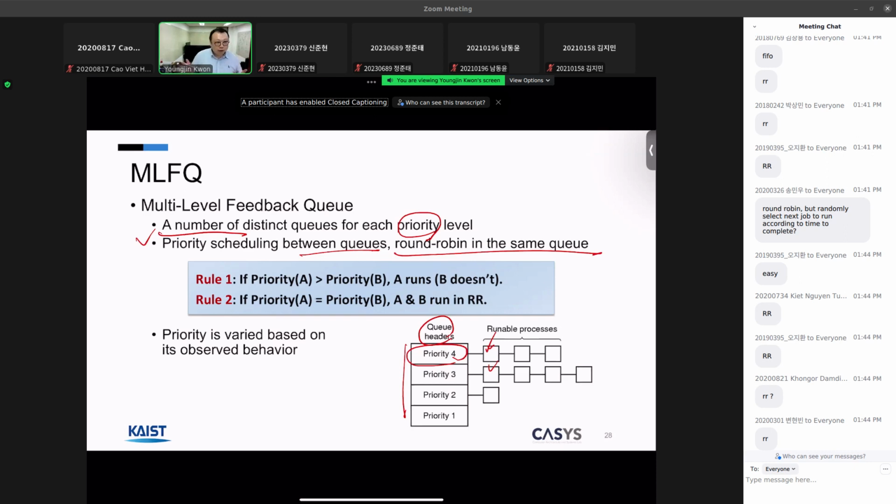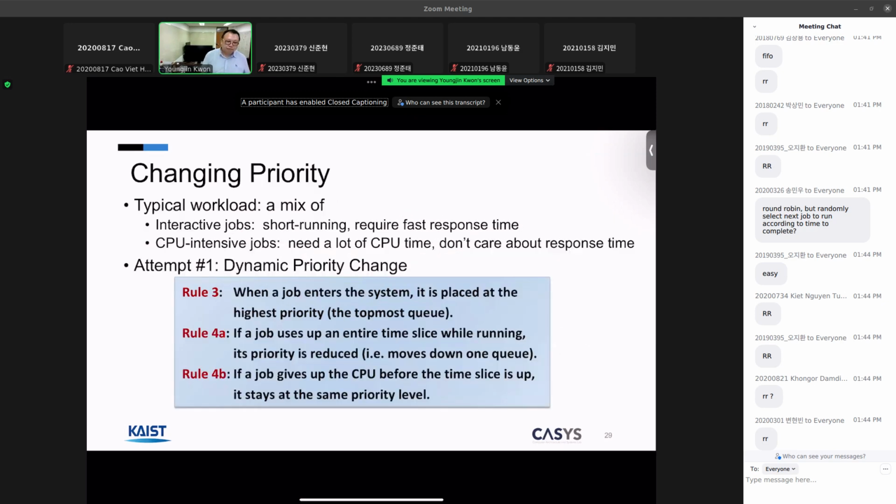That gives some interesting insight, right? I make a set of queues, each with a different priority, and within each queue a round robin scheduler. That goes to this rule. If priority of A is higher than B, definitely A runs first. If A and B have the same priority, meaning the same queue, then round robin. Priority is based on observed behavior. What does that mean? Let's take a look.